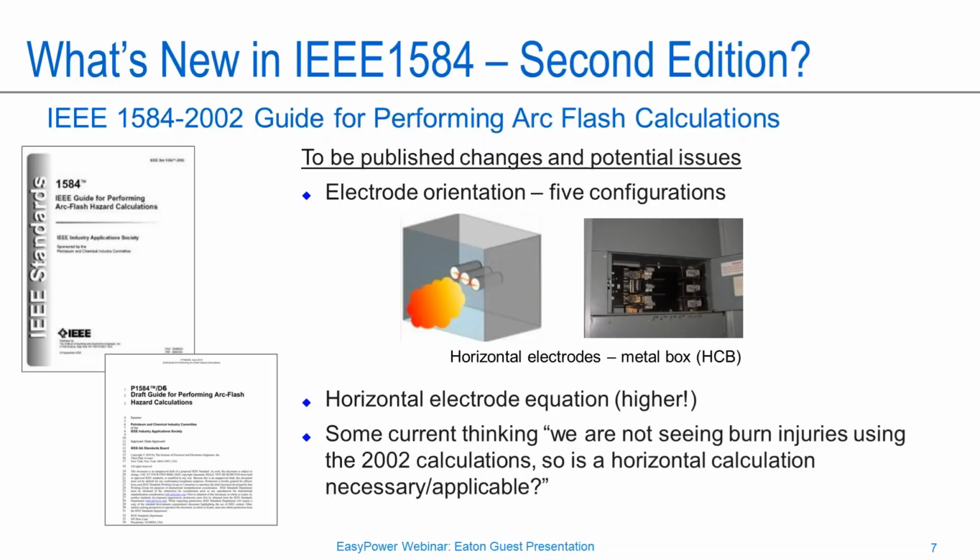So a model was built for each of these five configurations. And interestingly, in the 2018 version, the vertical electrode calculations come out about the same, or in some cases slightly lower. But the horizontal are higher, could be a magnitude of up to maybe 2x higher. And so there's lots of conversations in the working group around what do we do, because in our experience over the last several years with the 2002 version, we've had calculations and determined incident energy, and people are not getting injured. So it feels like we've got a pretty conservative model. But the horizontal model came out in most cases higher than the vertical.